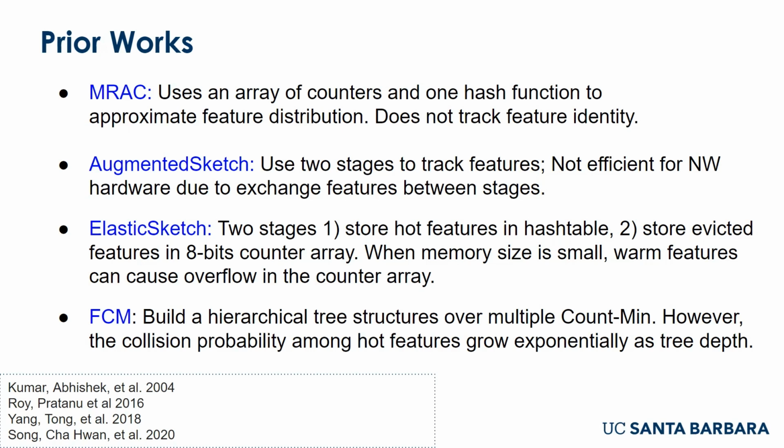Elastic Sketch also uses 2 stages. The first stage stores heavy features in a hash table, and then the second stage stores evicted features in an 8-bit counter array. When memory size is small, heavy features can cause overflow in the counter array, and as a result, it cannot be used to approximate feature distribution well. FCM built a hierarchical tree structure over multiple counters. However, the collision probability among heavy features grows exponentially with the tree depth.